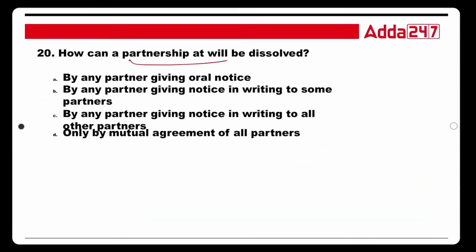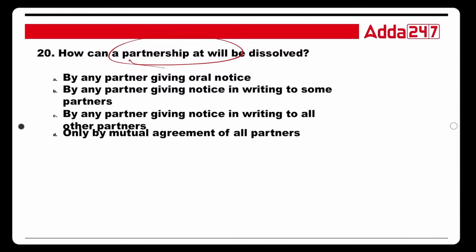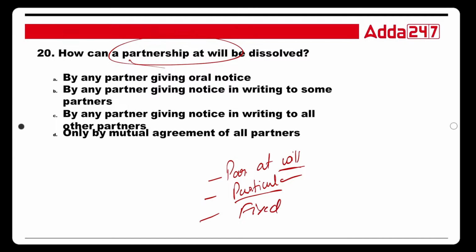How will a partnership at will be dissolved? There are three kinds of partnership, class. The first is partnership at will. The second is particular partnership. And the next is fixed time partnership. So partnership at will, what is the right answer?